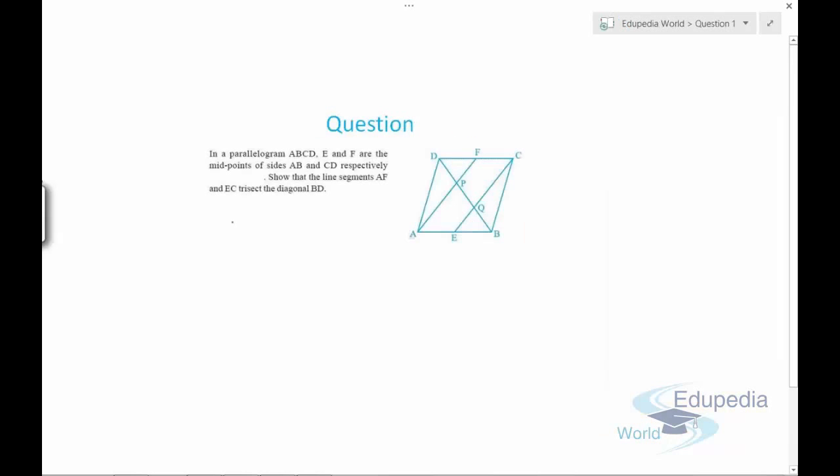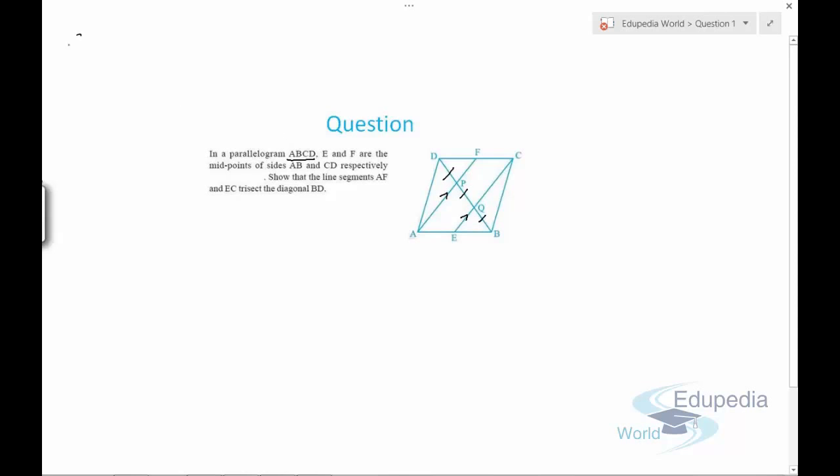So let's discuss. Question number 1 says that in parallelogram ABCD, E and F are the midpoints of sides AB and CD respectively. We need to show that the line segments AF and EC trisect the diagonal BD, meaning we need to prove that this equals this equals this. So let's see how we can prove this.